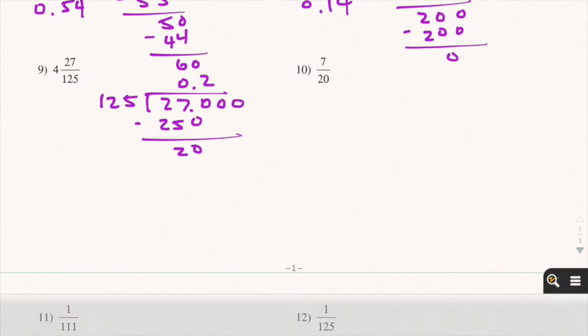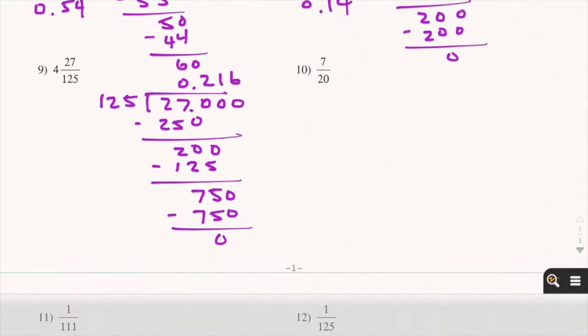Subtract those, we end up getting 20. Bring down another 0. 125 into 200 is 1. 1 times 125 is 125. Subtract those, we end up getting 85. Bring down another 0. 125 goes into 850 6 times. 6 times 125 is 750. Subtract those, we get 0.